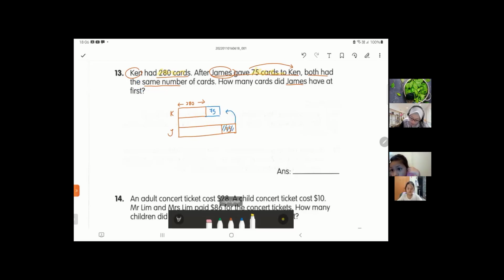And then you can see that the model is the same. Look at Ken, yellow color. Look at James, yellow color. Can you see that the models are the same? The models are the same already.